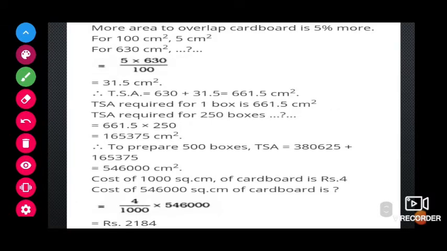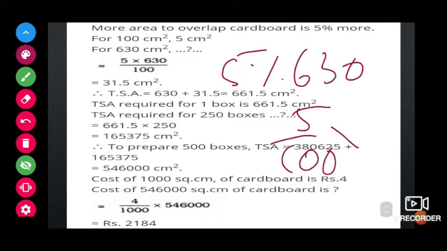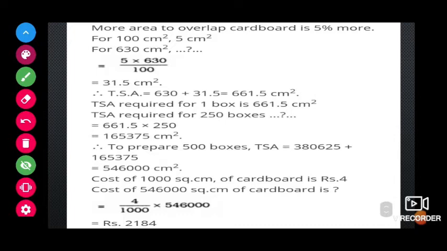Next, for more area overlap, again we want 5% of that. So 5% of 630 means 5 by 100 into 630. We will get 31.5. So the total including the 5% is 630 plus 31.5, which equals 661.5 centimeter square. Now the total surface area required for one small box is 661.5 centimeter square.